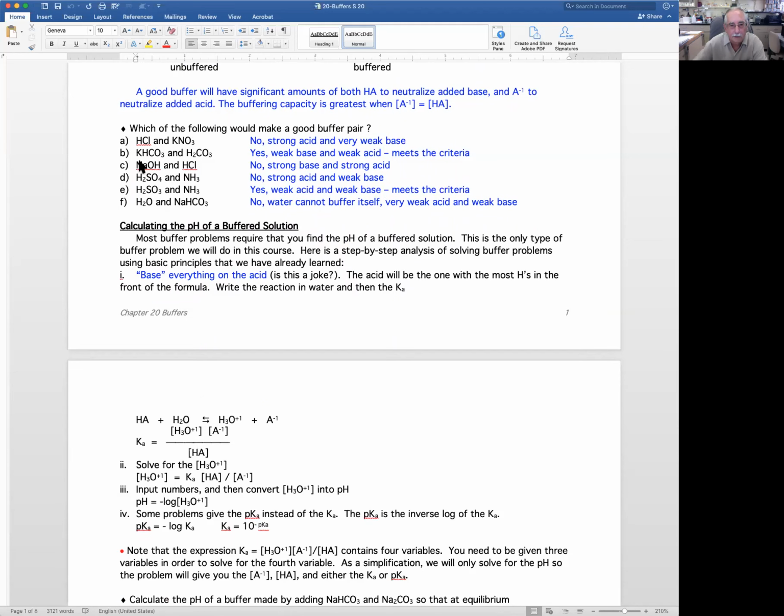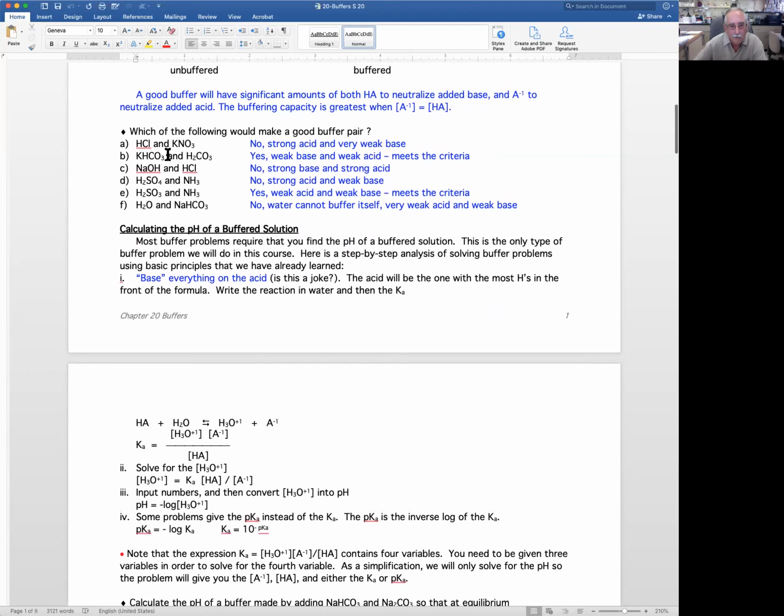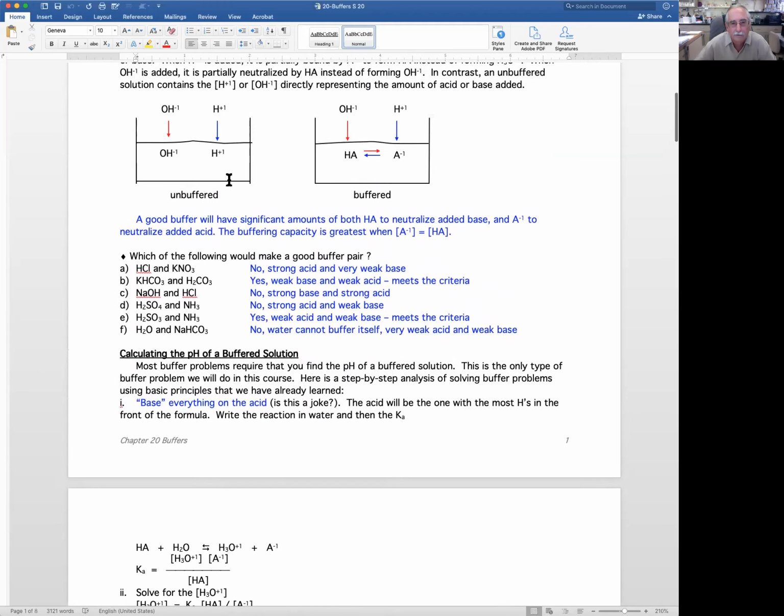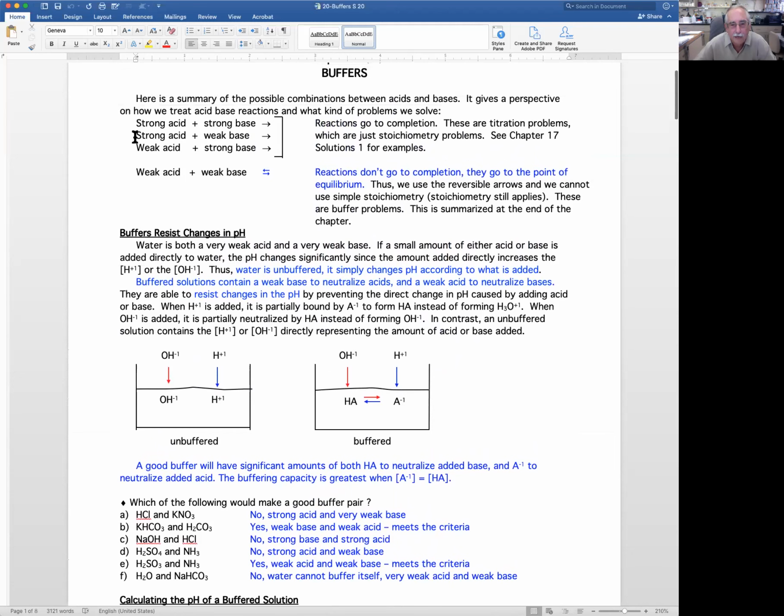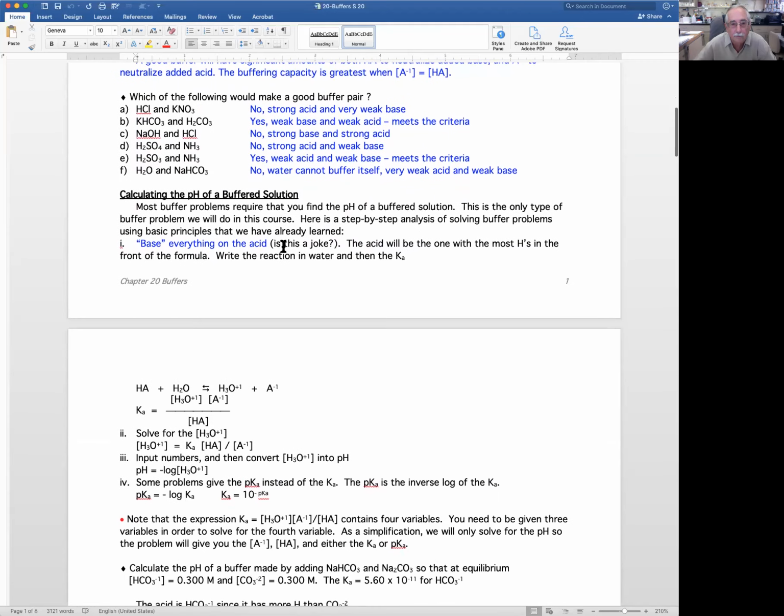So what about B? Here's bicarbonate and hydrogen carbonate. They're both weak. Here's the weak acid, here's the weak base. So that would be a good buffering system. Hydroxide and HCl, no. That's a strong acid and a strong base. Here's a strong acid and a weak base. What would that do? Strong acid and a weak base, that goes to completion. That would be a titration problem, not a buffer problem. But here's a weak acid and here's a weak base, so that would work.